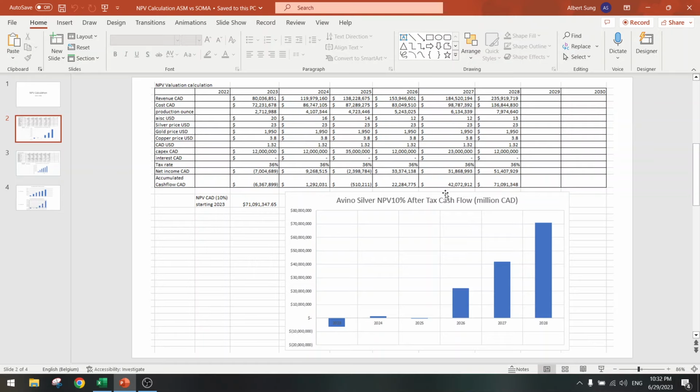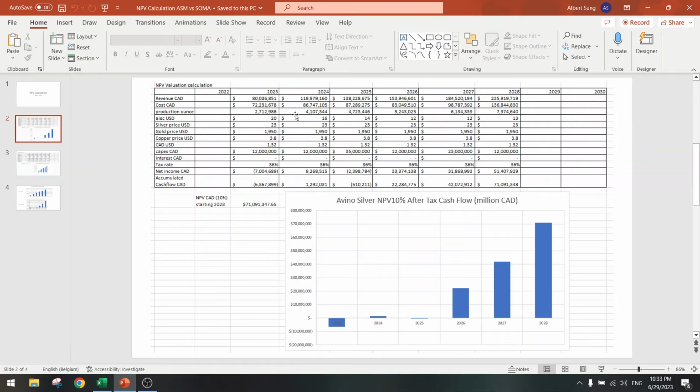As you can see, Avino Silver is probably not going to be that profitable in the coming 2 years. And why is that? Because there's a lot of capex involved. 12 million, 35 million, and that will be deducted from the income.